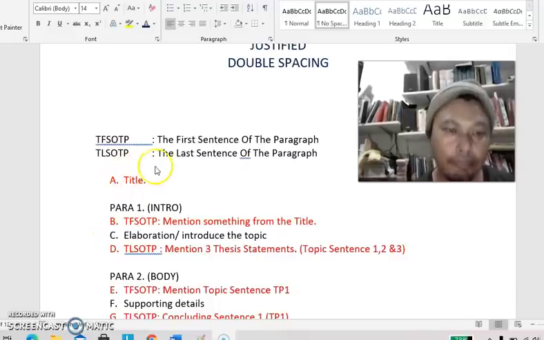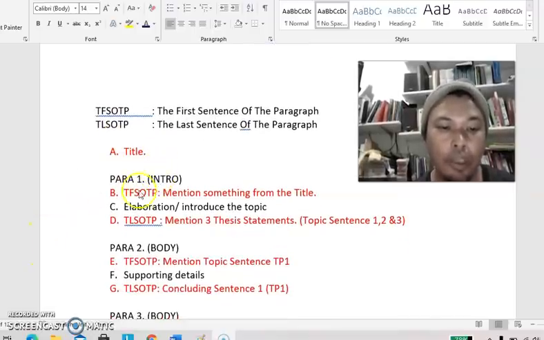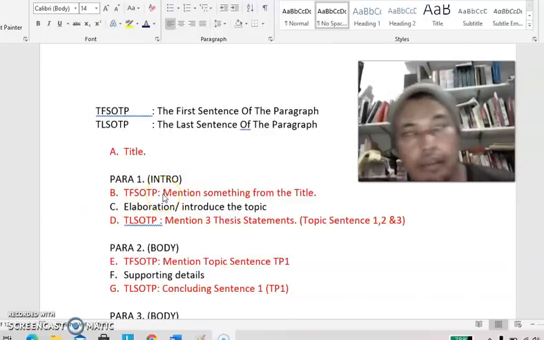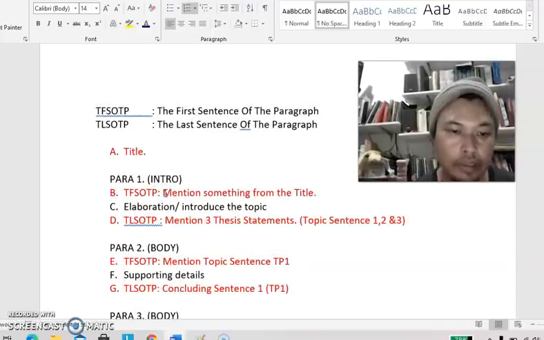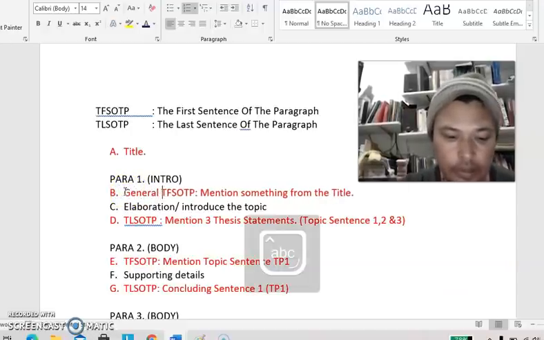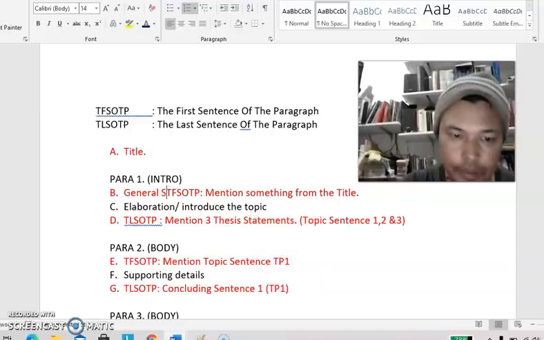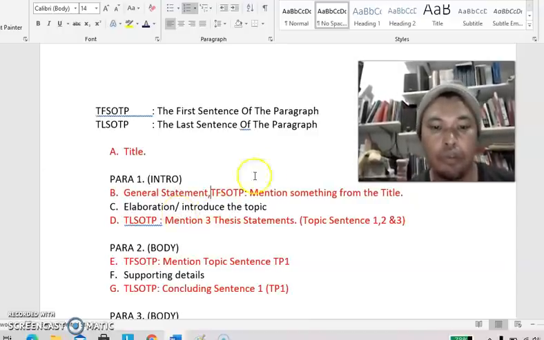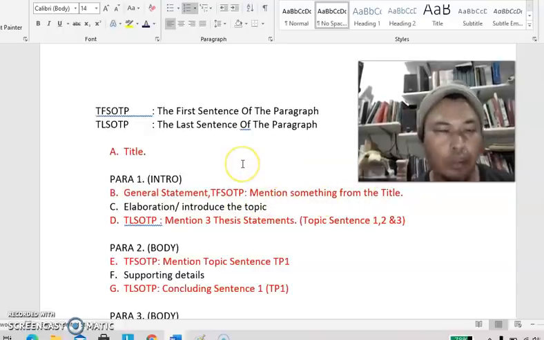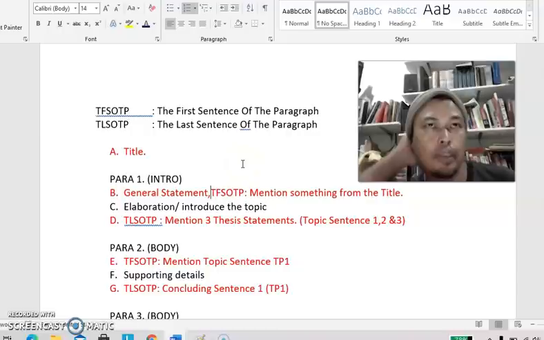You can see, if you have read them, it starts with the first paragraph. Before that, we have a title, and then in the first paragraph we have what we call a general statement. We write here general statement. The first paragraph, usually you have to mention something from the title. Why is it important? Why do we have to be that rigid?